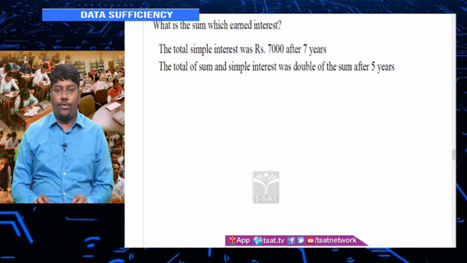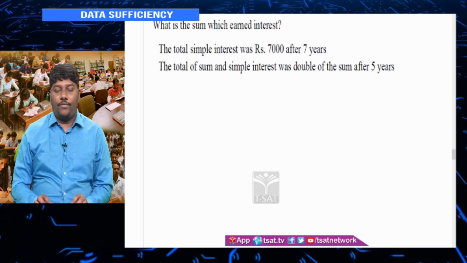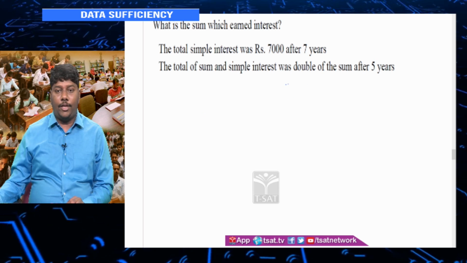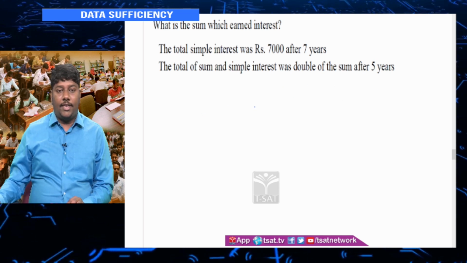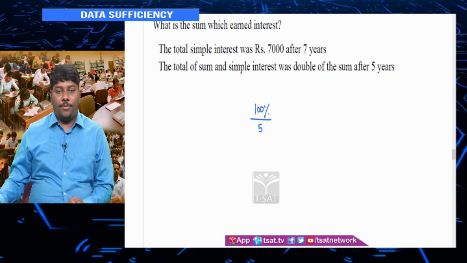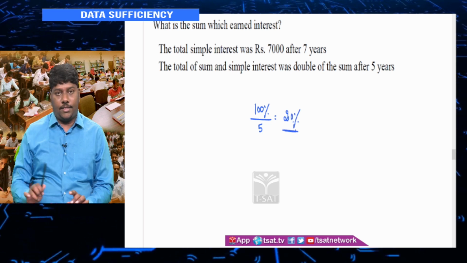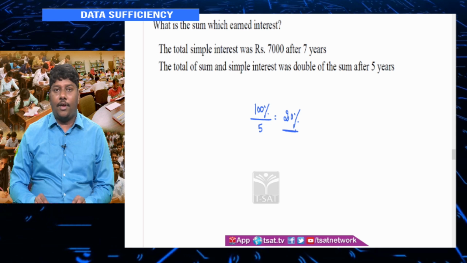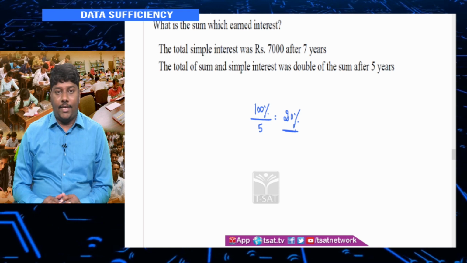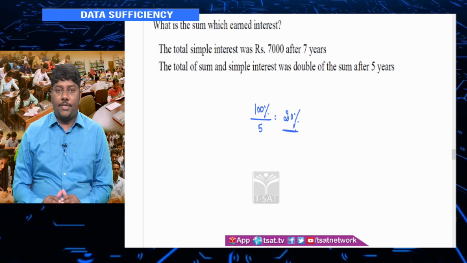When it comes to statement 2, the total of sum and simple interest was double of the sum after 5 years. For example, if you put in 1 rupee, you get 2 rupees in 5 years, which means double, so it increased 100% in 5 years. If it increased 100% in 5 years, I am able to say the rate. The rate is 20%. So simple interest at 20% you have been given. But can I find out the sum? I can't. Just by knowing the rate, I cannot find out the principal amount. So 20% will not help you.